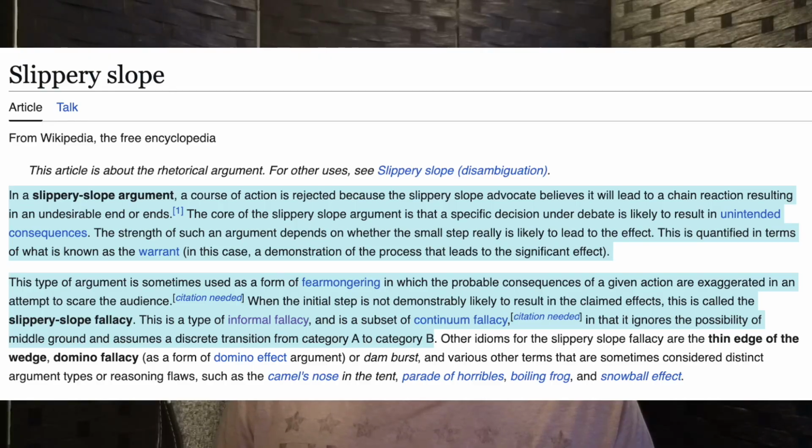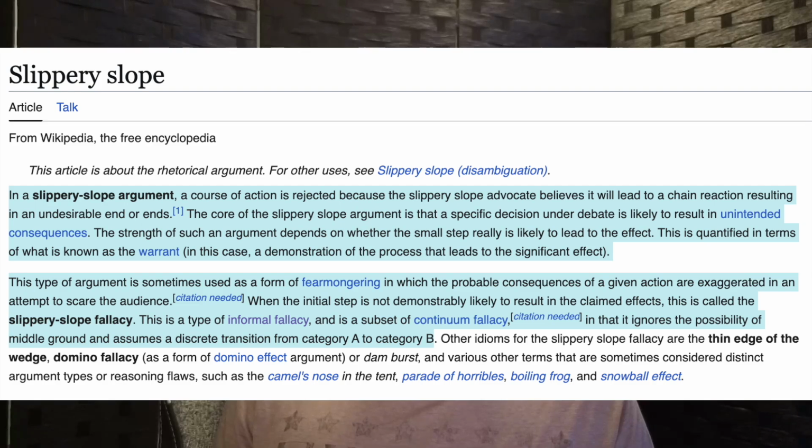I'm actually gonna read from Wikipedia again, because this is a pretty good summary. It says, in a slippery slope argument, a course of action is rejected because the slippery slope advocate believes it will lead to a chain reaction, resulting in an undesirable end or ends. The core of the slippery slope argument is that a specific decision under debate is likely to result in unintended consequences. The strength of such an argument depends on whether the small step really is likely to lead to the effect. This is quantified in terms of what is known as the warrant, in this case, a demonstration of the process that leads to the significant effect.